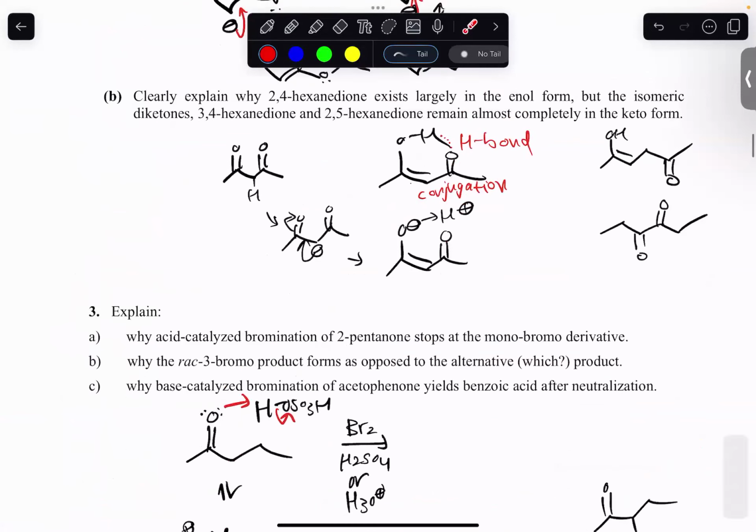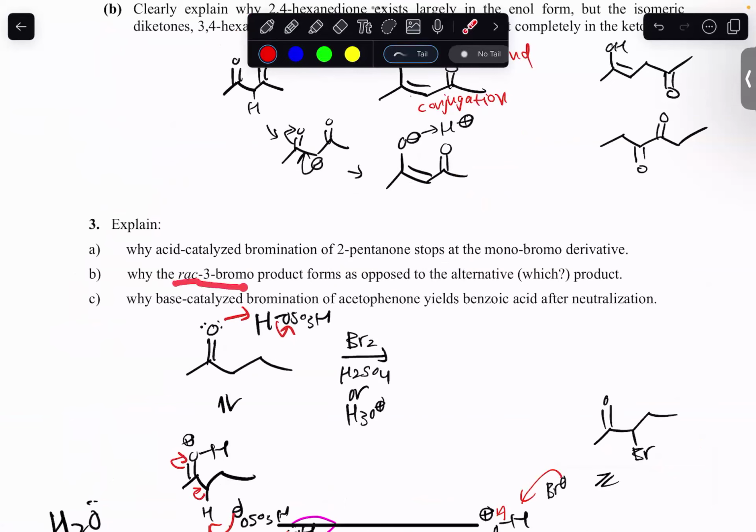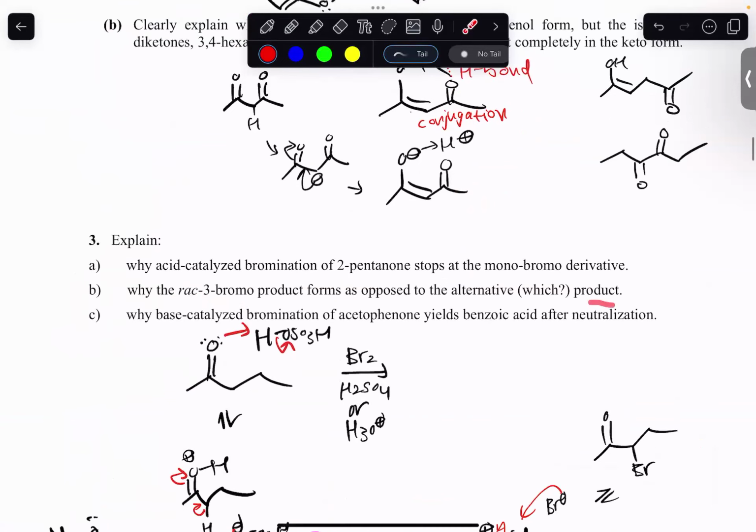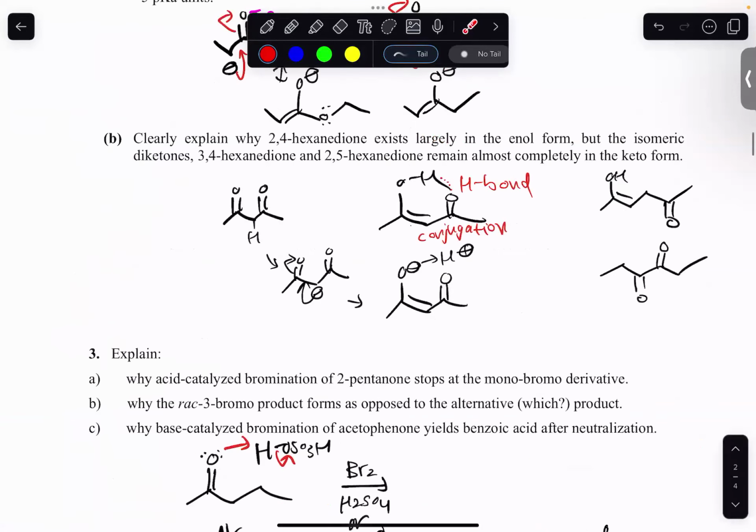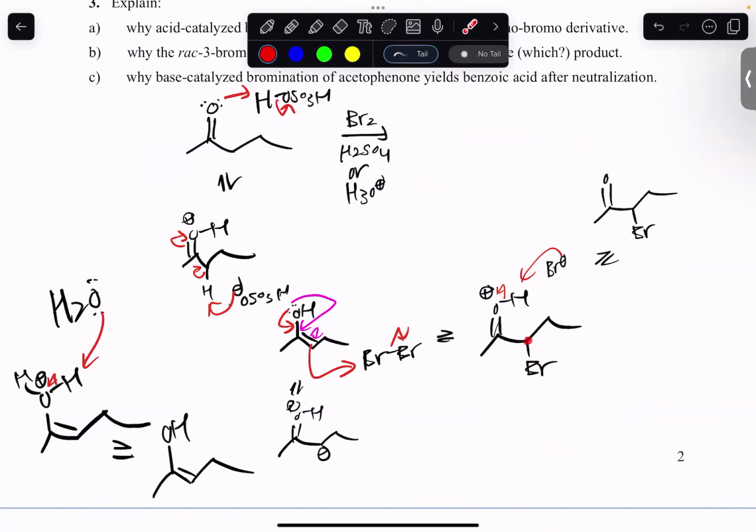What about 3B? Is that racemic? I think racemic, yeah. Why does the racemic 3-bromo product form as opposed to the alternative product? I think it's asking why we put a bromine here instead of here. You answered this earlier: the reason we deprotonate this alpha hydrogen instead of the other one is because it forms a more stable enol. We didn't add a bromine here because that would have gone through the less stable enol intermediate.